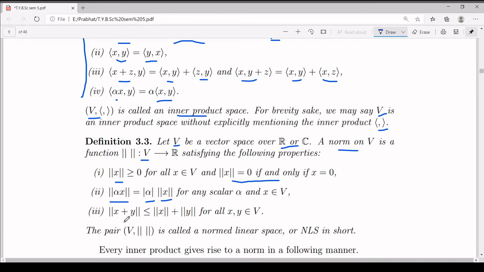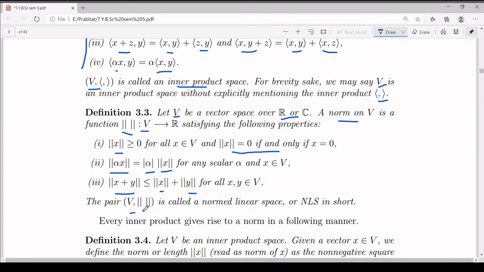And third is the triangle inequality for norm. That means the norm of x plus y should always be less than or equal to norm x plus norm y. If these three conditions are satisfied, you say that your function is a norm on your vector space V. And this pair V comma norm is called a normed linear space.